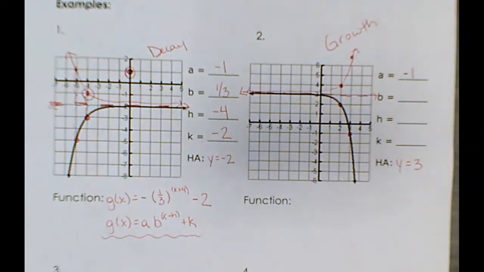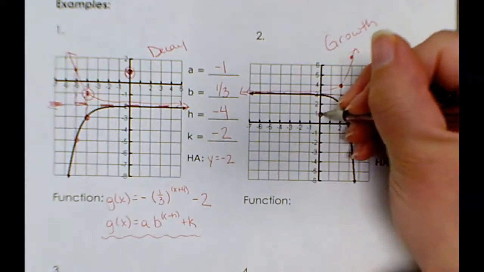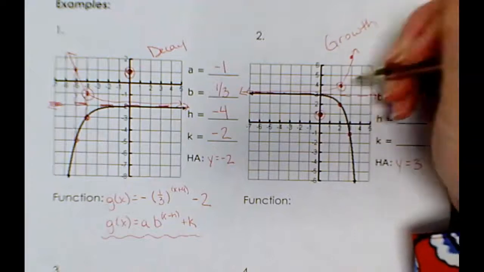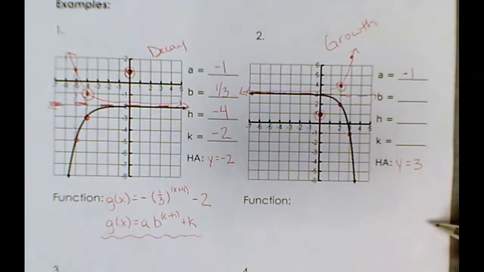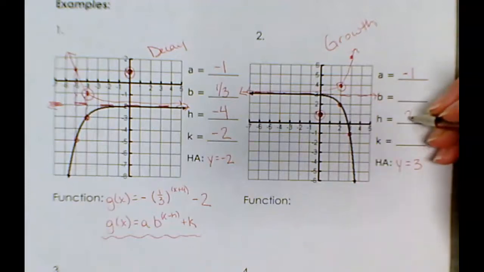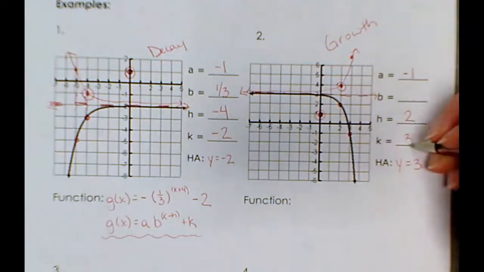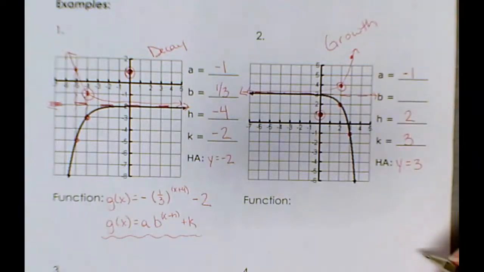The initial value was here, and now it's here. We moved 2 units to the right, 1, 2, so h is 2. We moved 1, 2, 3 units up, so k is 3. And we never found the b value.